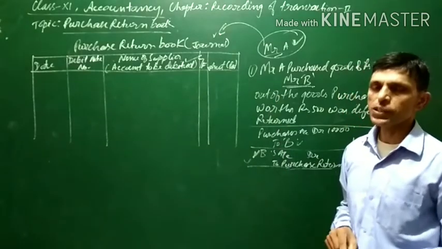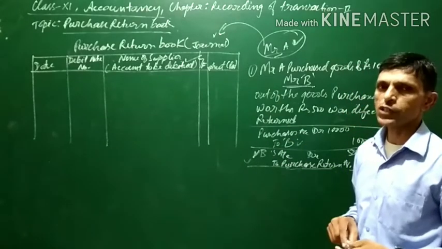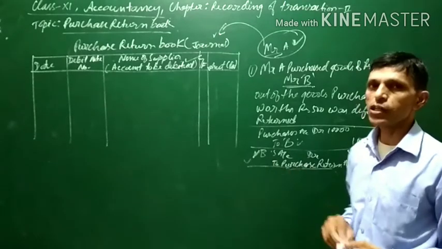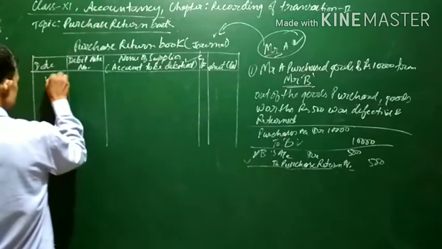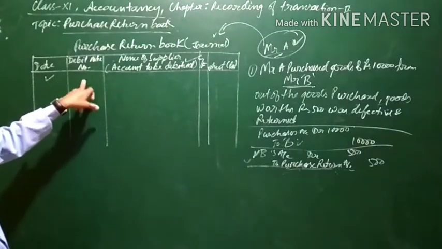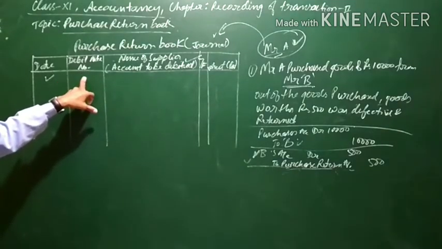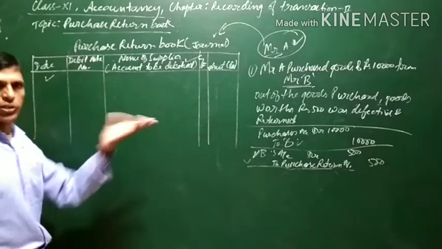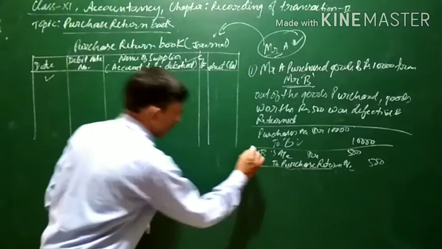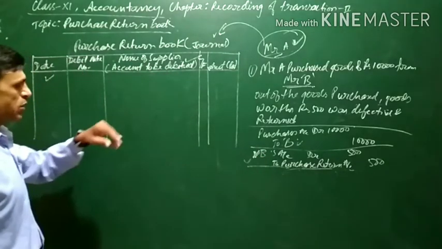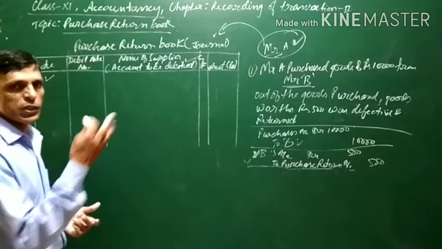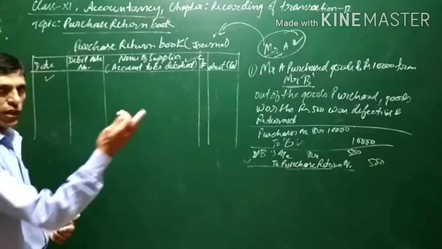And a note will also be given to B. A note will be sent along with the goods to B that your account has been debited because we are returning the goods. So here the date on which the goods were returned will be written. A debit note is a note prepared by the purchaser when he returns the goods. When he returns the goods, he debits the supplier's account, and a note is also sent to him that you are being debited in our books of account because we are returning the goods.